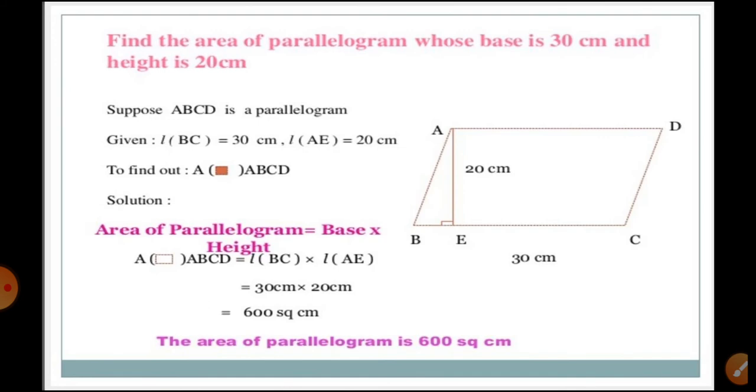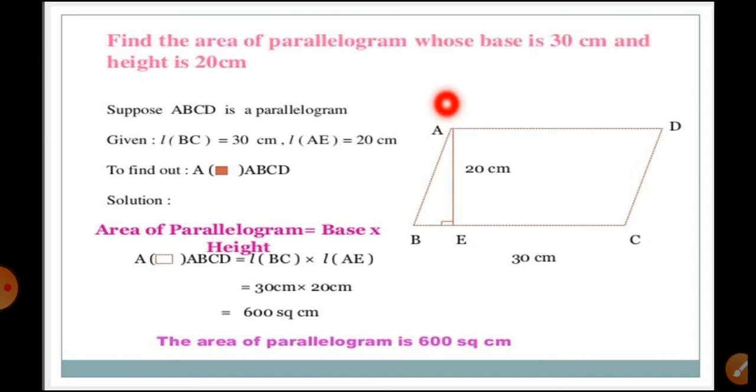Now we can solve the question. Find the area of parallelogram whose base is 30 centimeter and height is 20 centimeter. Suppose ABCD is a parallelogram. Given BC is 30 and AE, the height, is 20 centimeter. To find out the area of ABCD.